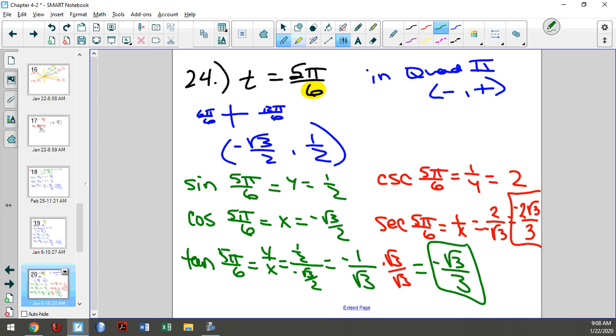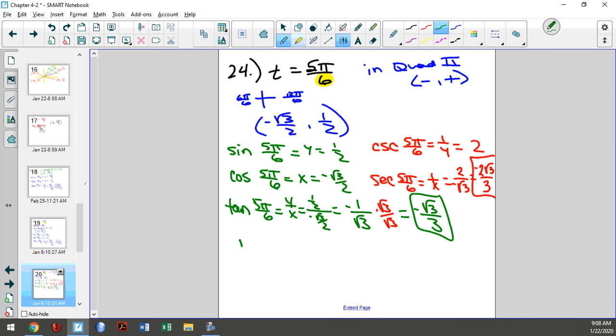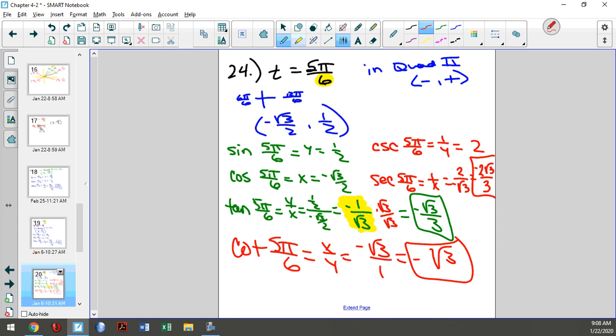That is your tangent. So if that's your tangent, what is your cotangent of 5 pi over 6? Simply take the non-rationalized fraction. What is the non-rationalized fraction? 1 over negative square root of 3. So what is the reciprocal of that now? That's going to be negative square root of 3 over 1, which is just negative square root of 3.